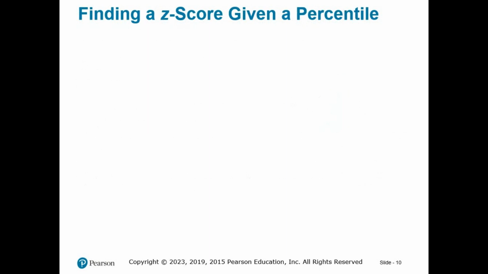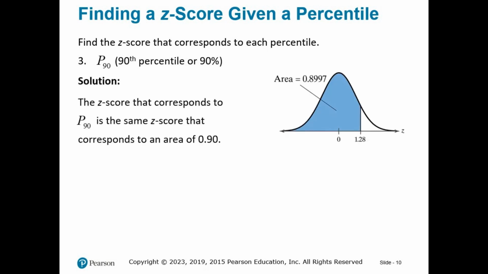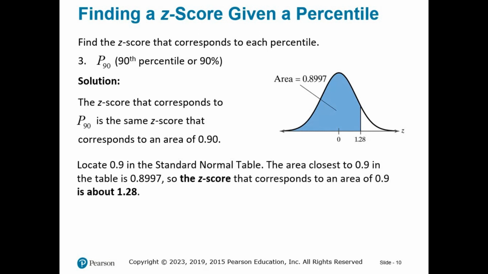Okay, let's move on. What about the 90th percentile? Well, first of all, we convert it to a decimal and get 0.9. We look on the table and the closest area is 0.8997. So we look at the table and see that it corresponds to a z-score of about 1.28.